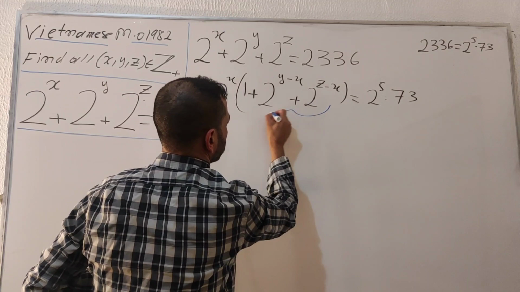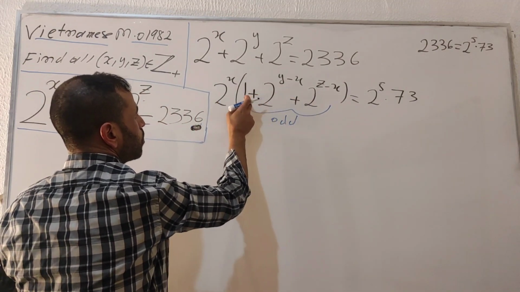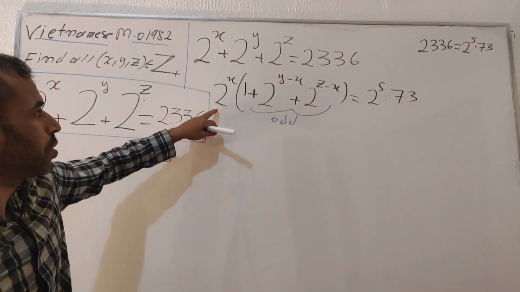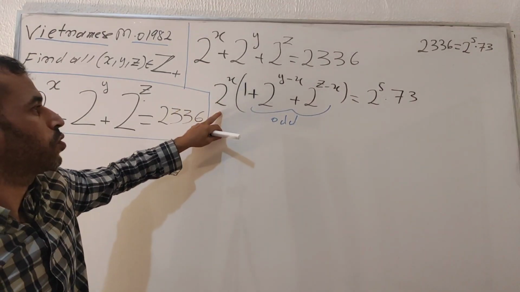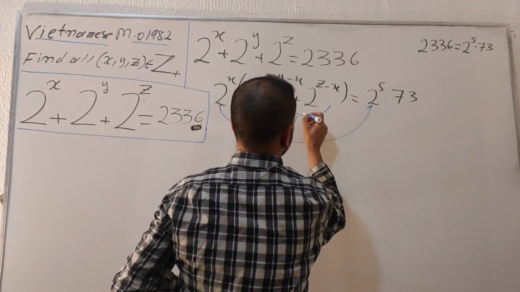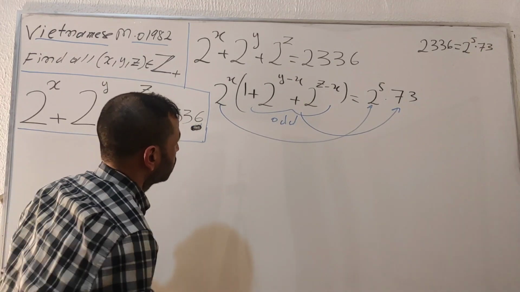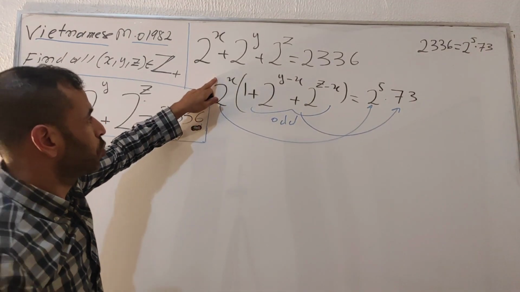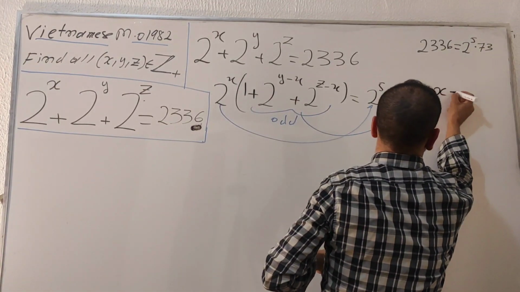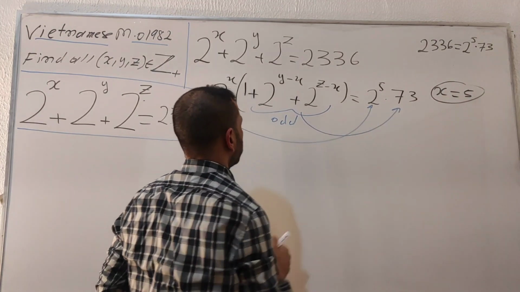This factor is odd, because we have two even numbers here, plus number 1, which is odd, and 2 to the x is a power of 2. So 2 to the x must take the 2 to the fifth. It's more simple. Immediately we take x equals 5. So let's take this factor equals 73.